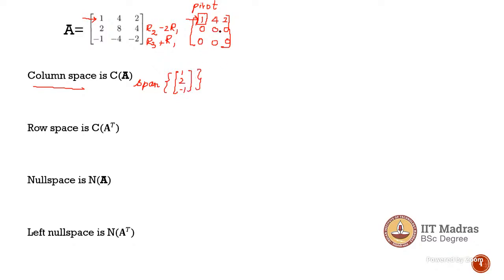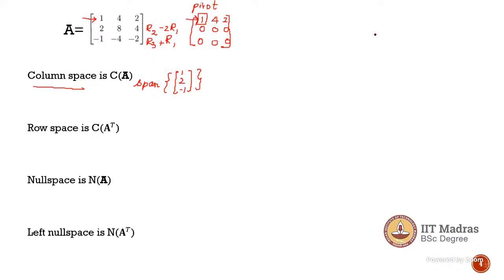So here we do not have any other pivots. Therefore we have only one vector. The other two column vectors are linear combinations of this vector, that is, the first column vector. So how can we get it? By some scalar multiplication, because we do not have more than one vector here. The other vectors can be simply obtained by scalar multiplication of this first vector. So this is how we find the column space.